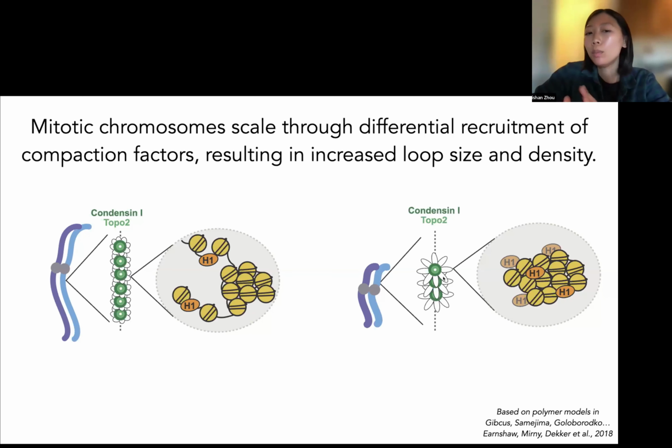And so what's really cool about this model is that even though we've known these three factors are important for mitotic chromosome assembly, now what I've been able to show is that during this physiologically relevant process of chromosome scaling in the embryo, how these three factors can really come together to build a twofold shorter chromosome.